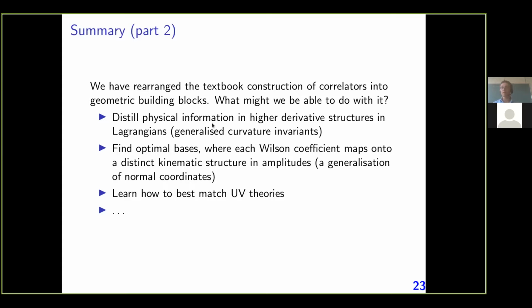You recall from part 1 that there's also an optimal basis, namely normal coordinates, where each Wilson coefficient maps nicely onto distinct kinematic structure in amplitudes. And we want to be able to do the same when we're making field redefinitions with derivatives. That's one possible application of this. And of course, because field redefinitions with derivatives is part and parcel of choosing a nice basis in the UV in which to match your theory, we hope we can start to understand how to better match UV theories in this general formalism, and so on and so forth.